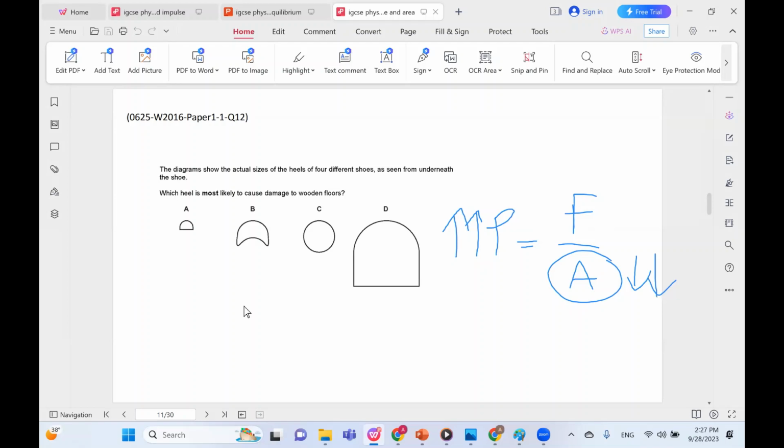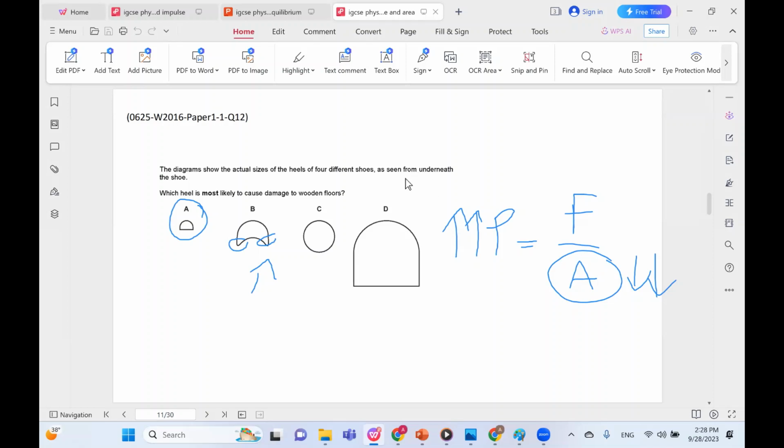So which of these 4 has the smallest area? Obviously, it is choice A. This is the one that has the smallest area. Some of you might be tempted to choose B because it has pointy edges, but these are irrelevant because we are looking at the entire heel from underneath.